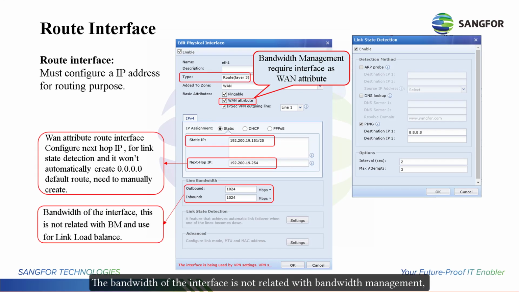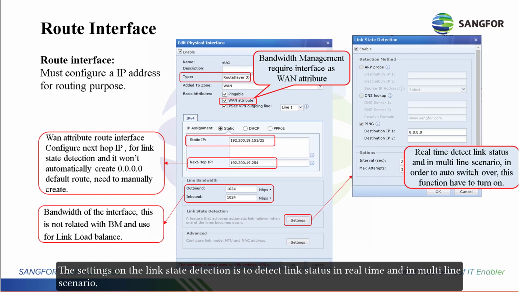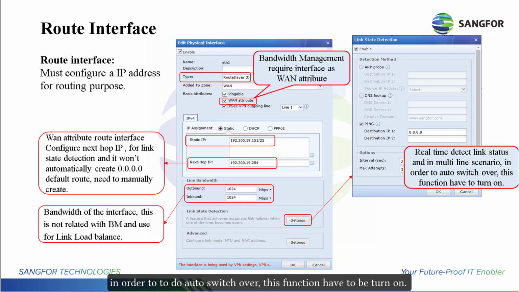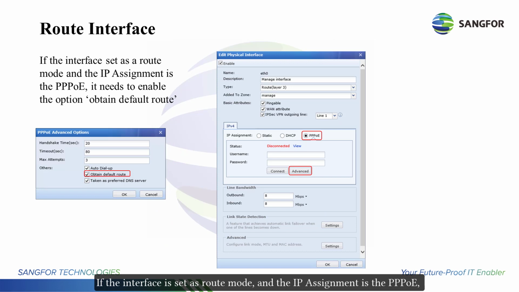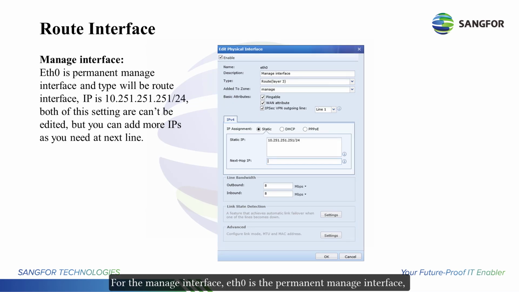The bandwidth of the interface is not related with bandwidth management, and is used for link load balance. The settings on the link state detection is to detect link status in real time and in multi-line scenario. In order to do auto switchover, this function has to be turned on. The settings in advanced allow you to configure link mode, MTU and MAC address. If the interface is set as route mode, and the IP assignment is the PPPoE, the option Obtain Default Route needs to be enabled.